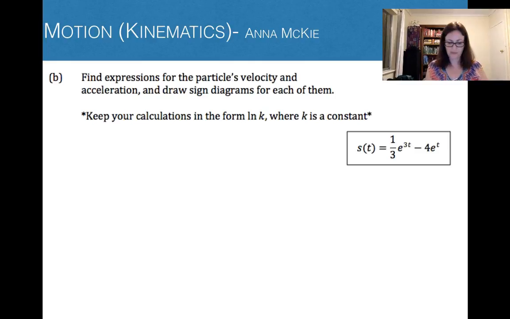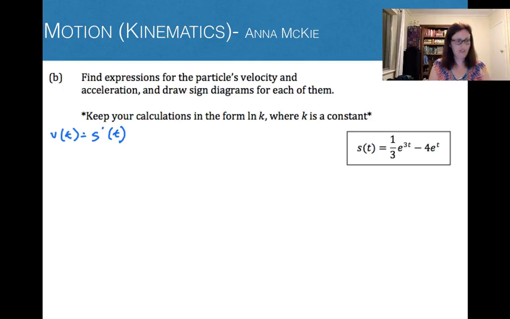Moving on. We need to find expressions for the particle's velocity and acceleration and then draw sign diagrams for them. And this time it is asking for exact form. We need to leave our calculations in ln k. Here's our function as a refresher. So we need to differentiate. So first of all, let's do v of t. Now that's the equivalent of s dashed of t.